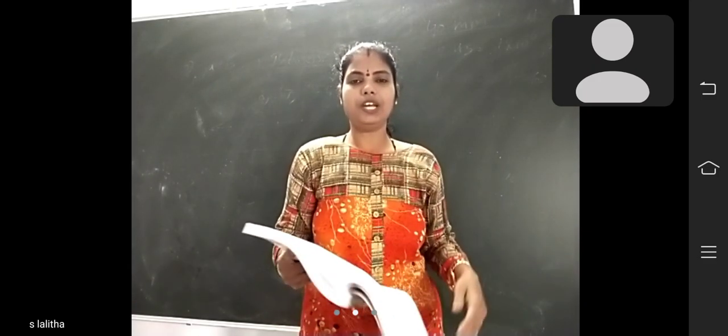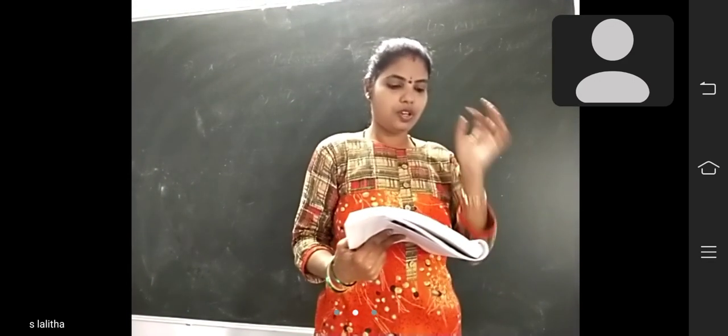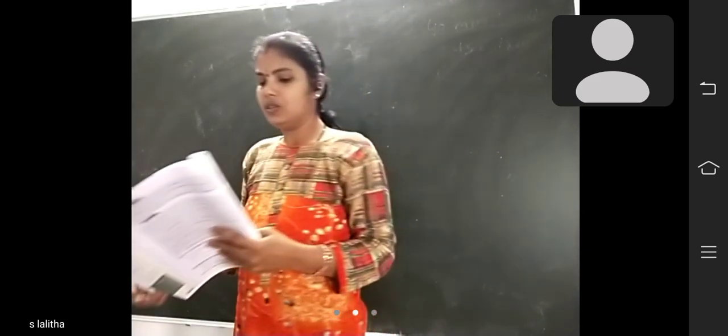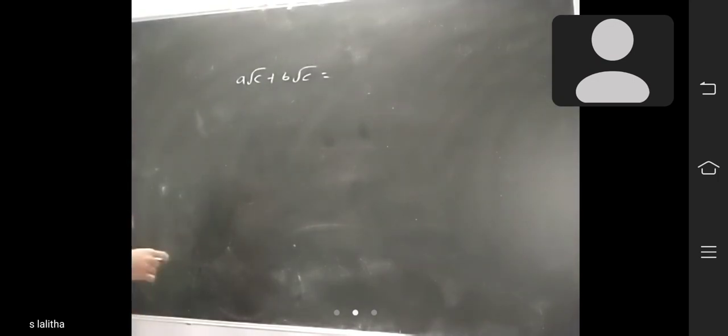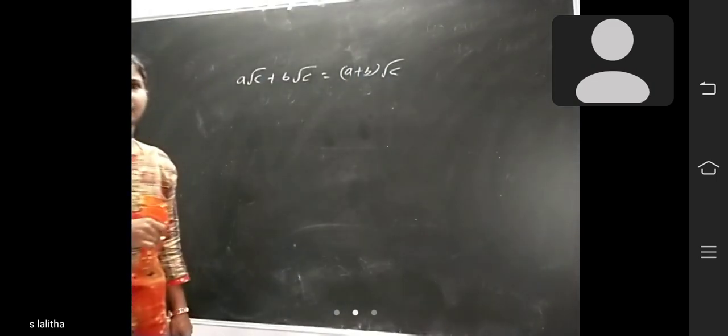Next, see the operations on surds. Operations on surds, that means what are the operations? Addition, subtraction, multiplication, and division. So first, addition and subtraction of like surds. How can you add or subtract like surds? A root C plus B root C. These are like surds. Yes, these are like surds. How can you add? A plus B root C. Like that you can add.